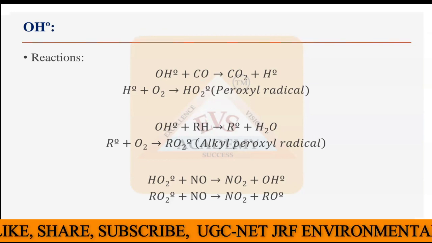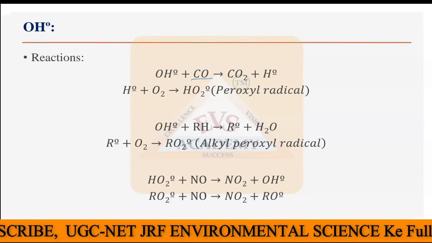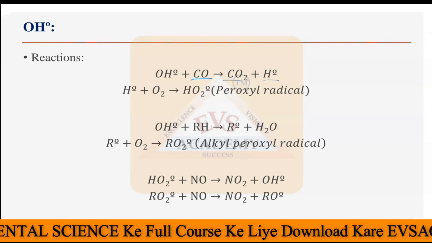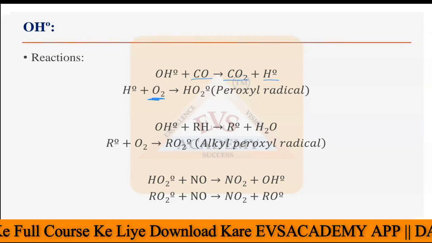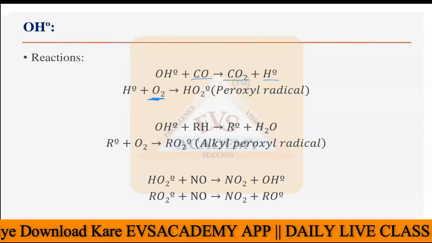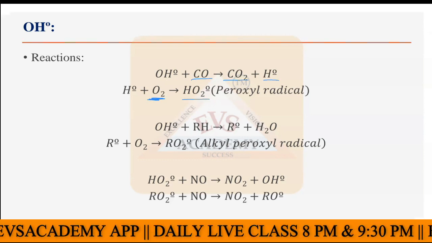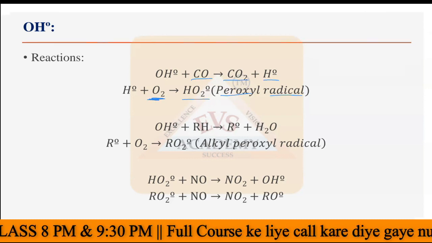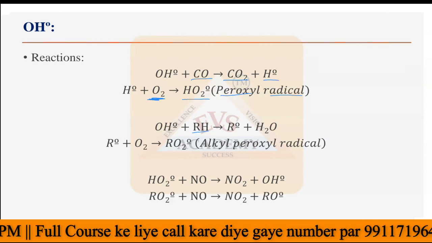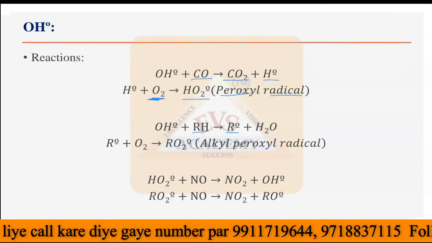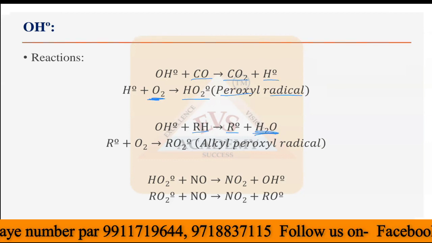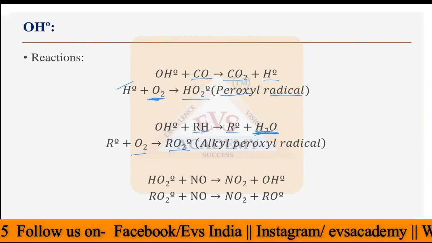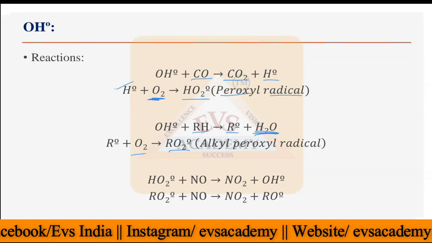So here this OH radical first reacts with carbon monoxide, converting it into carbon dioxide plus H radical. Now this H radical is converted into HO2 radical by reacting with the oxygen molecule present in the atmosphere. So H radical plus O2 creates HO2 radical. The HO2 radical here is the peroxyl radical. Now let's look at the other reaction, that is the reaction with the hydrocarbon. It creates R radical instead of H radical, and instead of CO2, it creates H2O. This R radical will again react with O2, similar to this particular reaction, and this time it will create RO2 radical, which is the alkyl peroxyl radical.